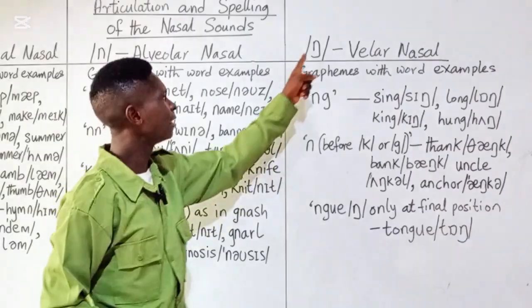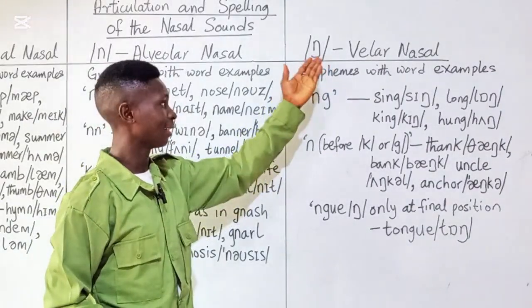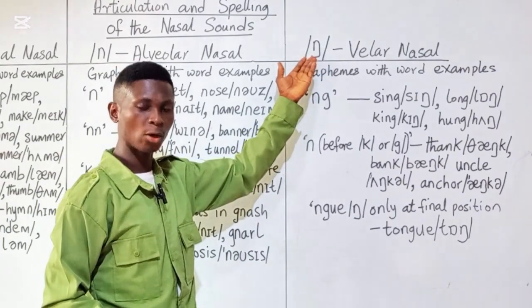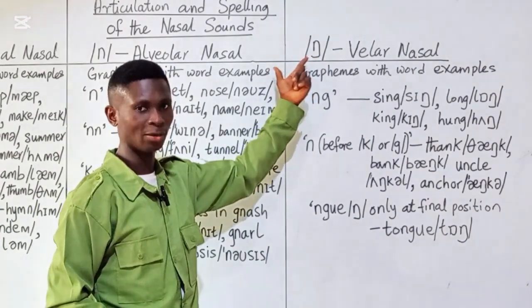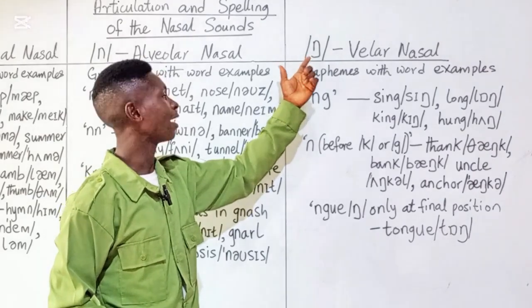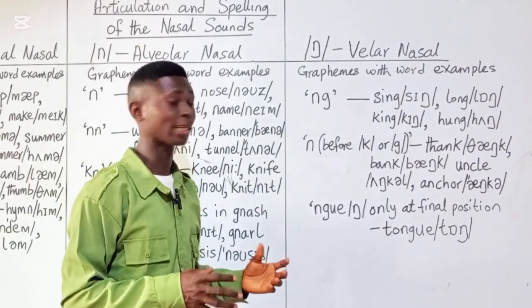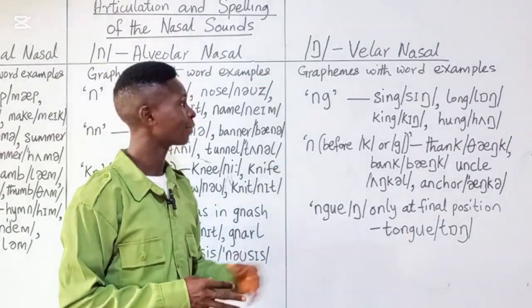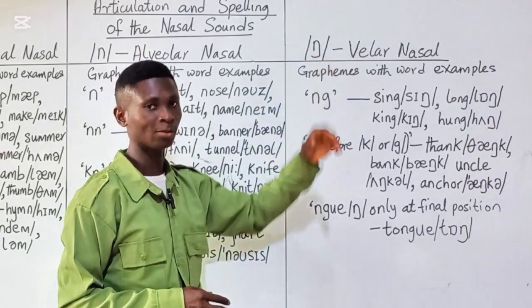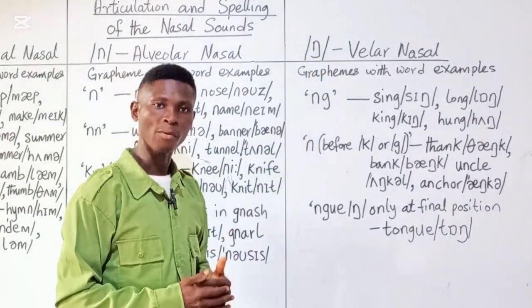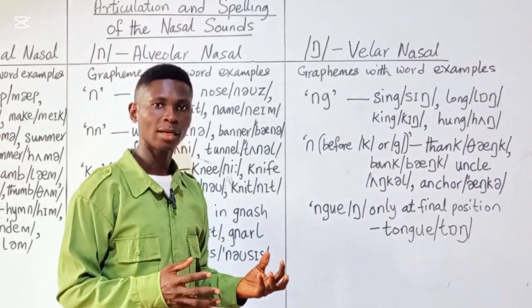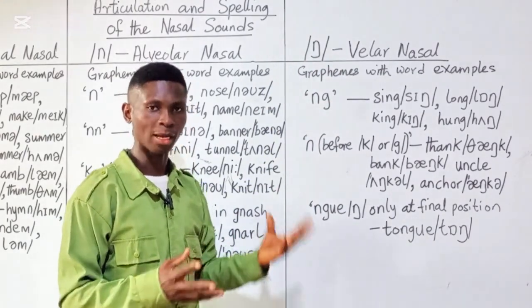Again, we have the velar nasal. Take cognizance of this particular sound because it poses a lot of problems to students when it comes to its realization. This is velar nasal because we make use of the velum and the back of the tongue to realize the sound.